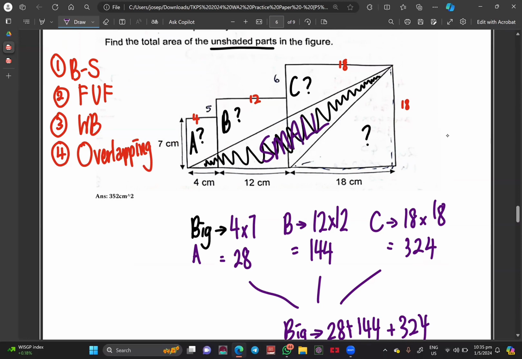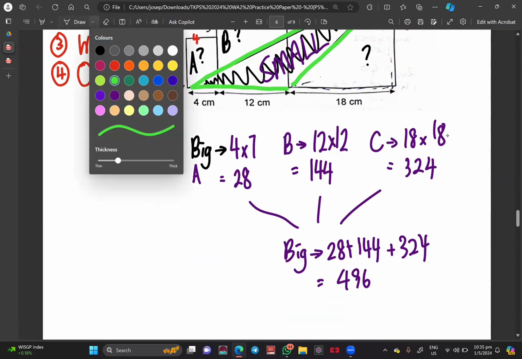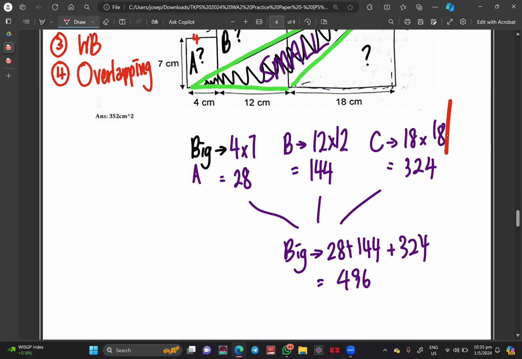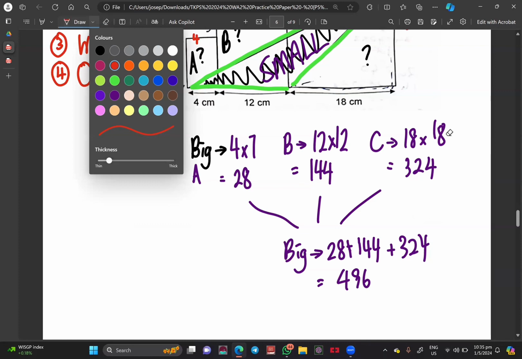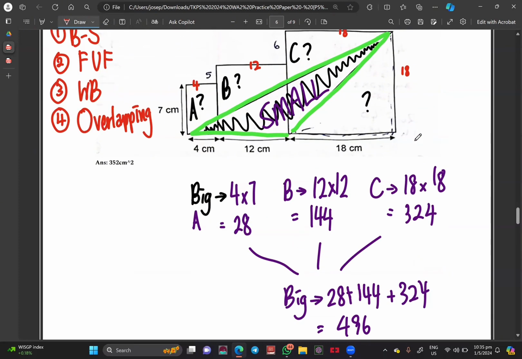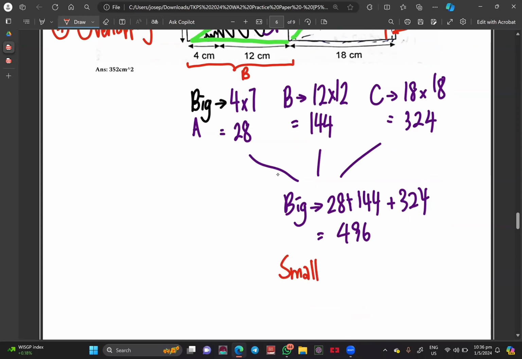Where is the small? The small is basically the triangle. So how do I remove this? Very simple. We will just find the area of the triangle. To find the area of the triangle, which is also known as small in this situation, we first have to find out what my base is. As you can see over here, this is my base. Because this is a slanted triangle, we have to extend all the way out to meet my height at the 90-degree angle. So this is my height, this is my base. The area of the triangle will then be half times base times height.